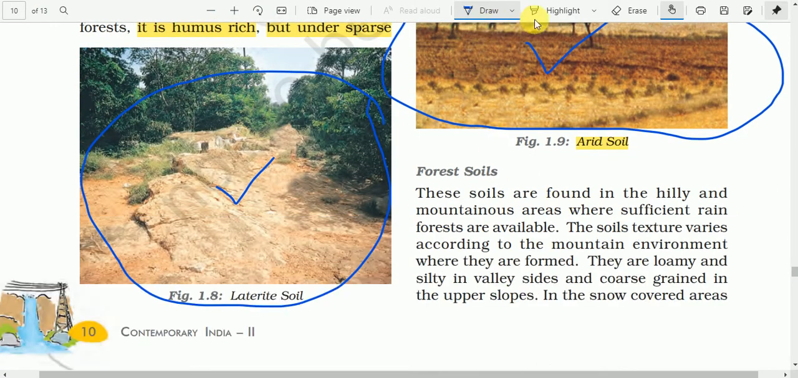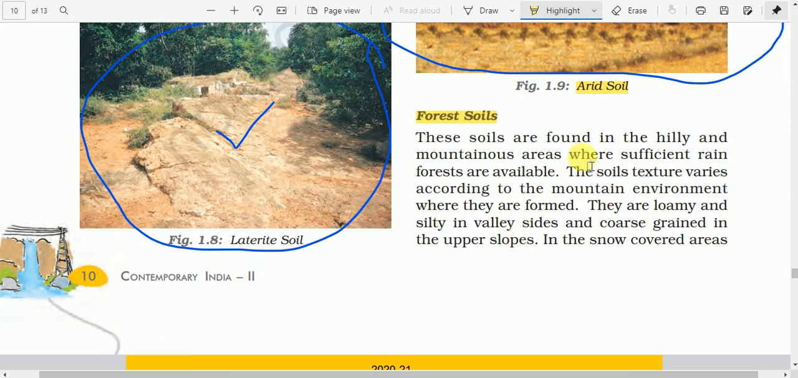And next we have another type of soil, that is forest soils. And these soils, as the name indicates, are found in the hilly and mountainous areas where sufficient rainforests are available. And the soil texture varies according to the mountain environment where they are formed.